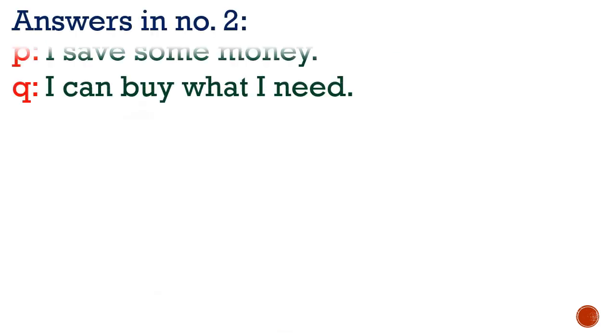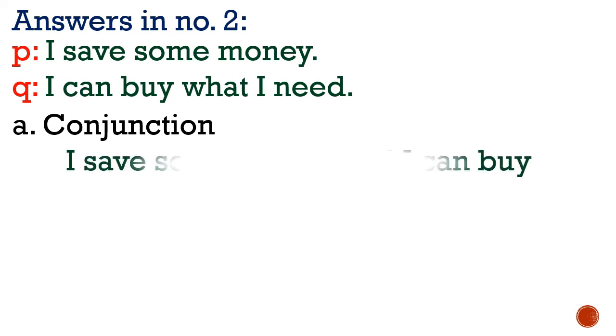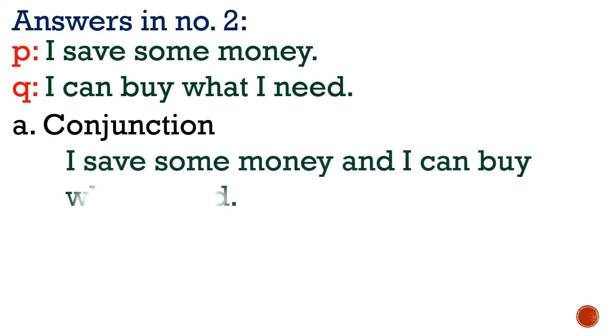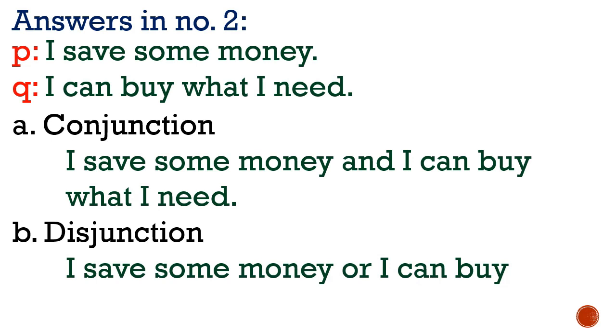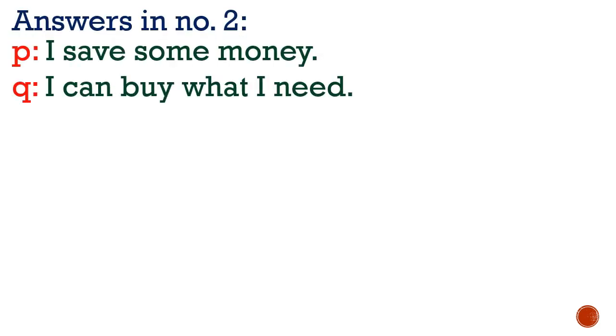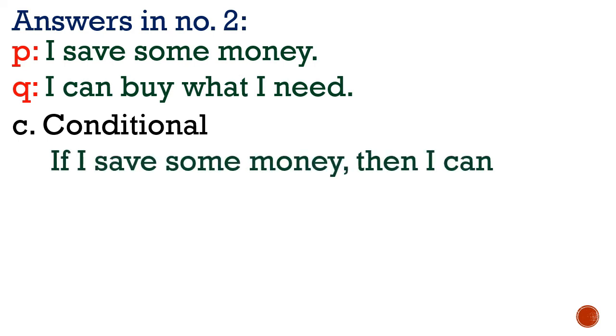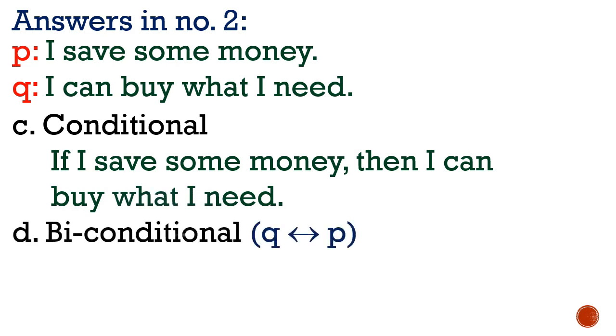For number two, P, I save some money. Q, I can buy what I need. For conjunction, I save some money and I can buy what I need. Very good, you're correct. For letter B, disjunction, I save some money or I can buy what I need. Very good. For letter C, conditional, if P then Q, if I save some money, then I can buy what I need. Correct. For letter D, biconditional.